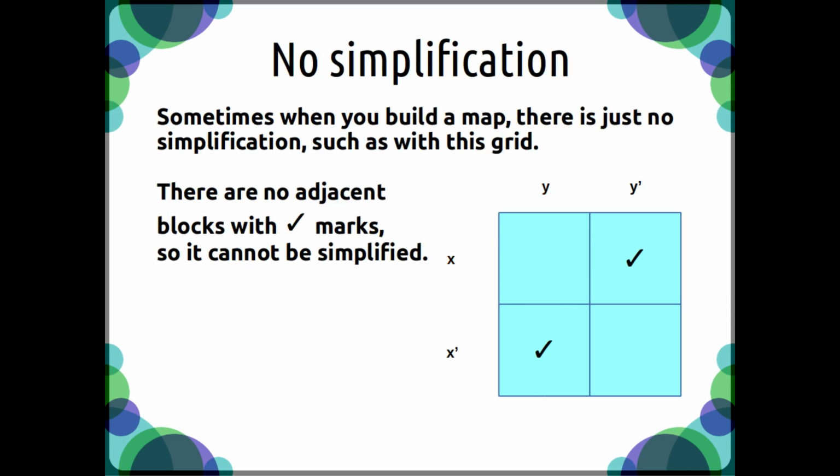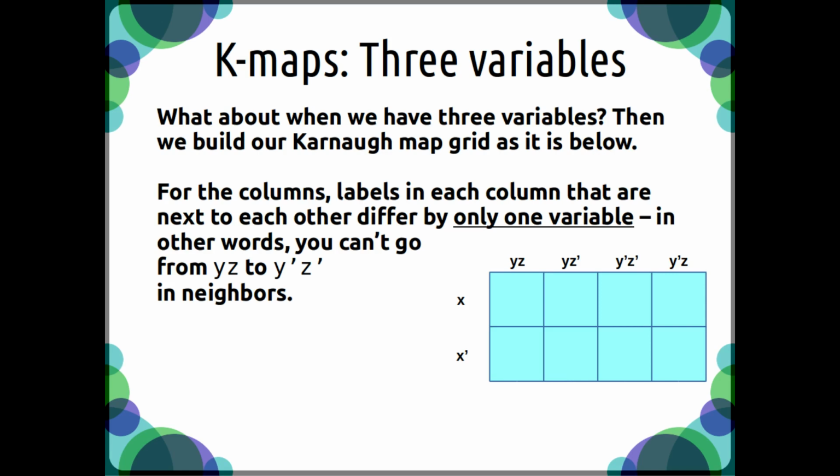Sometimes when you build a map, there's just no simplification, just as with this grid. There are no adjacent blocks with check marks, so this cannot be simplified. How about when we have three variables? Well, then we build our Karnaugh map in the grid as below. Note that for the columns, the labels in each column next to each other differ by only one variable. So in other words, you can't go from yz to y'z' as neighbors.